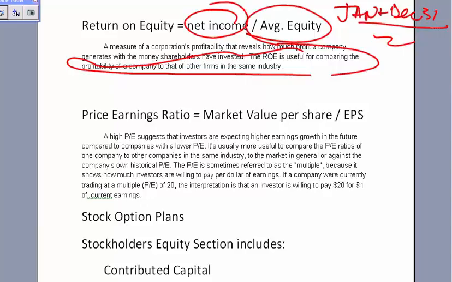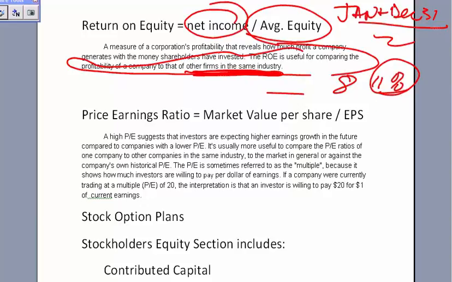And so if you're looking at one company that's doing 8% and another one that's doing 11%, then obviously the 11% is a stronger company. That may be one of the factors you use in choosing which company to invest in. And again, what you want to do is compare this to similar industries.